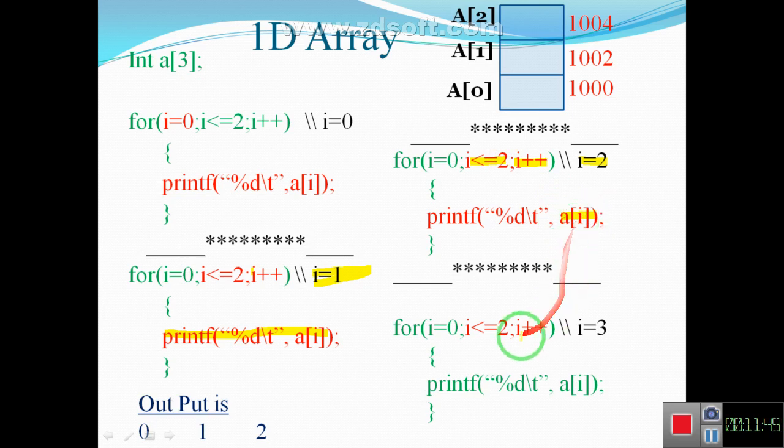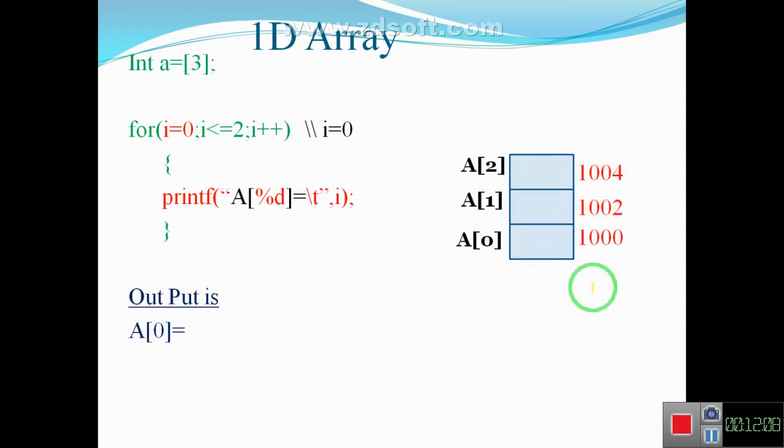Okay, again the increment is applied. Now i is equal to 3. Now we are checking the condition, i less than or equal to 2. Condition fails. So the body of the for loop is not going to be executed. Okay, next.